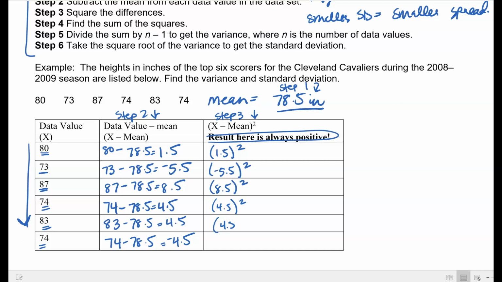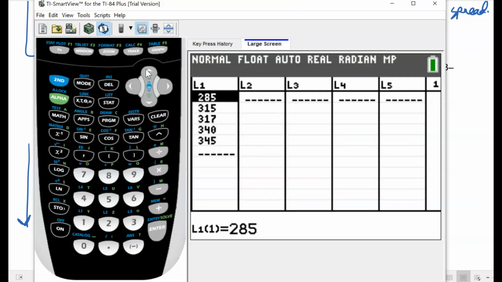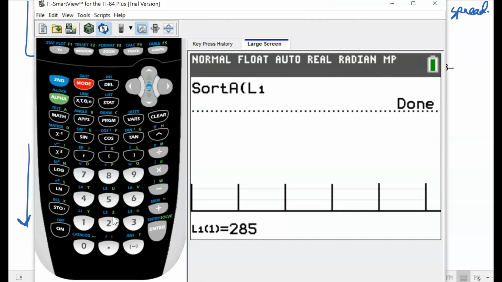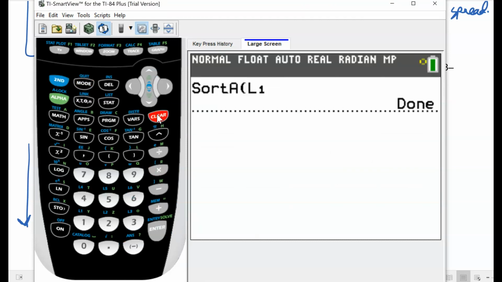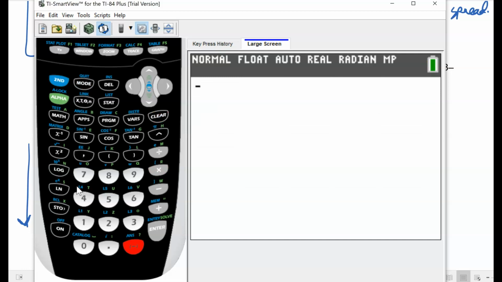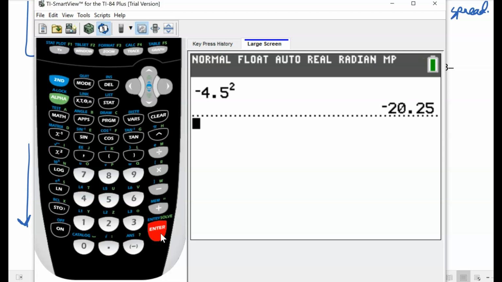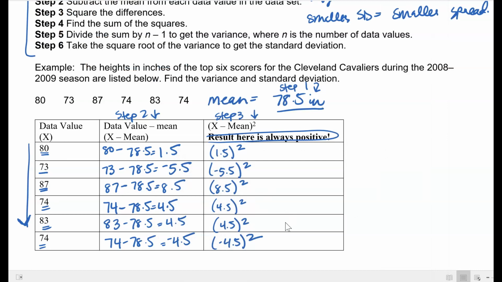Let me just show you real quick. If you fail to put parentheses, let's take negative 4.5 squared for instance. Let me clear my screen here. If you just do negative 4.5 squared without parentheses, you'll end up getting a negative number, which is not correct. So you have to use parentheses, negative 4.5, end parenthesis, and you should get a positive number, which is correct. Or you could just remember to always make sure that these numbers here are positive.